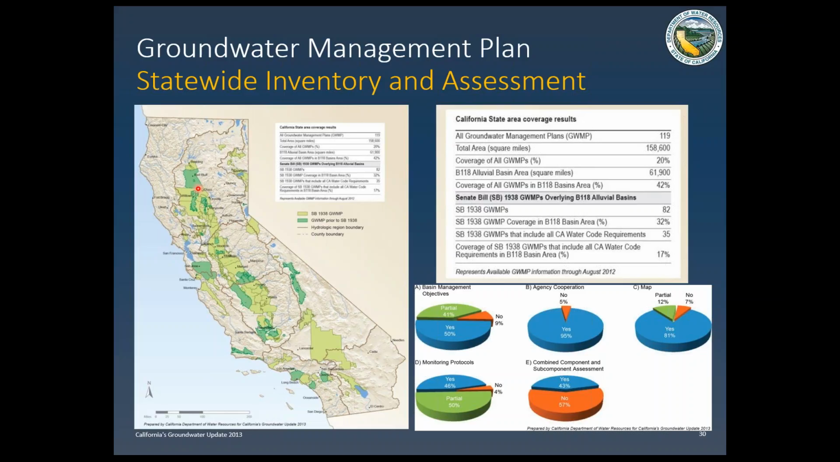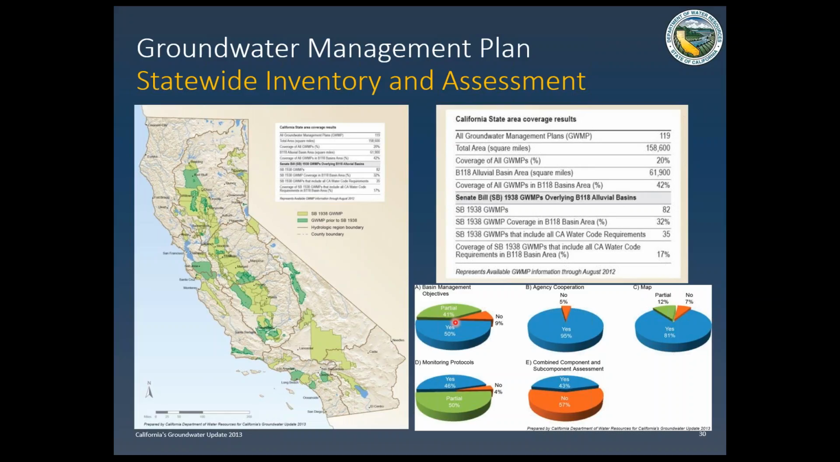We did assess 82 plans. Of those, only 17%, 35 of them, met all the required components of SB 1938, and that represented 17% of the total basin area. These pie charts at the bottom on the right-hand side are the breakdown of those required components: basin management objectives, agency cooperation, agency maps, monitoring protocols, and then we took a look at combining them all to see how they all fared as a whole.